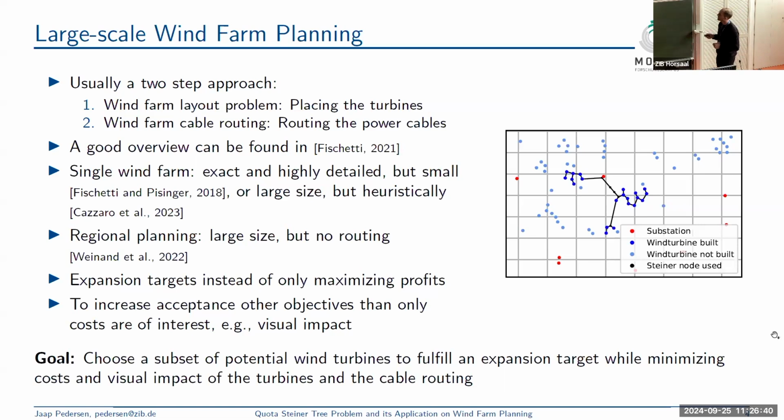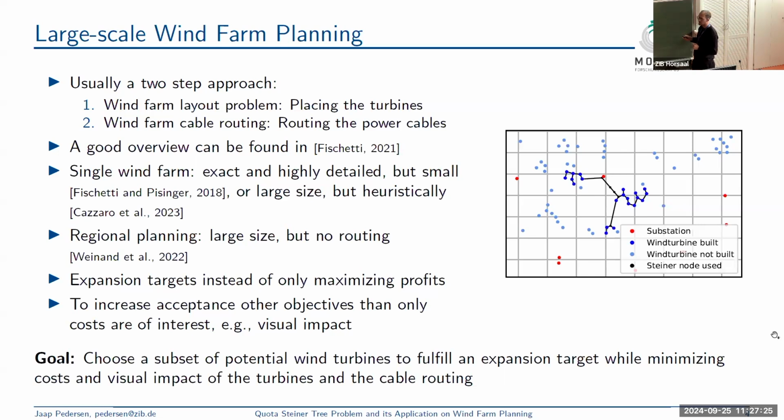And there were some recent papers with an exact and very highly detailed approach to this problem, but they can only solve very small instances, which are not very useful in practice. Then a very recent paper discussed the same things on a very large size, but only solved them heuristically. They could improve some solutions, but there's no chance of saying how good the solution actually is. And then for regional planning, they have an exact approach in large size, but they don't include routing. So they only look in a region where to place the turbines to fulfill the expansion target. Again, expansion targets instead of only maximum profits.